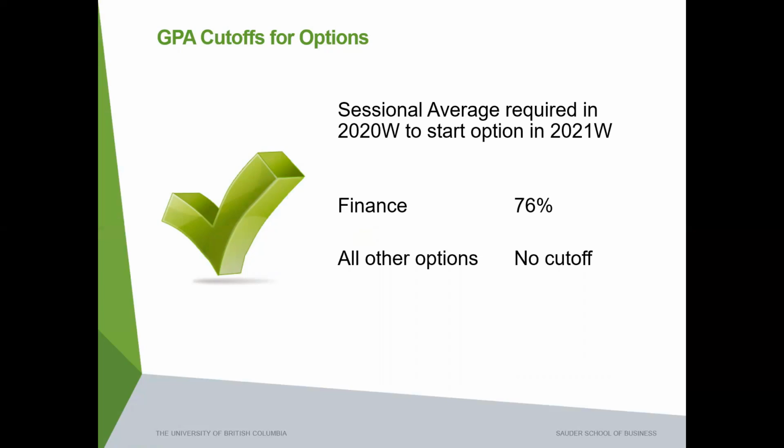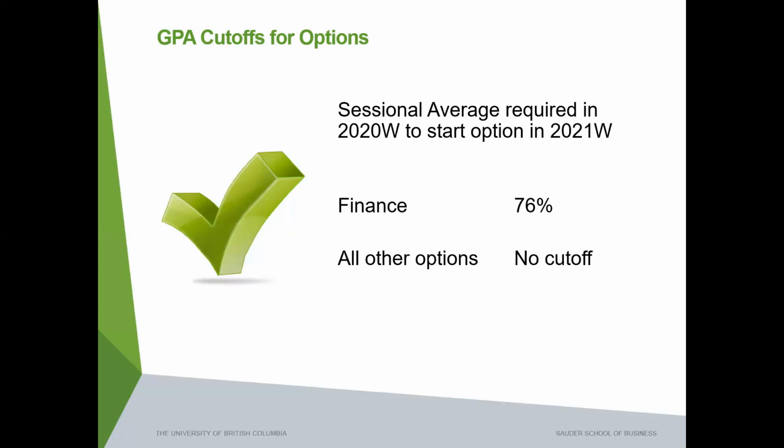that you took from September 2020 to April 2021. So that's what that average is based on. And so if you have a 76% average on your 2020 winter courses, everything including electives, then you would qualify to be able to choose the finance option. All other options have no cutoff, so those are open to whomever wants to choose them.